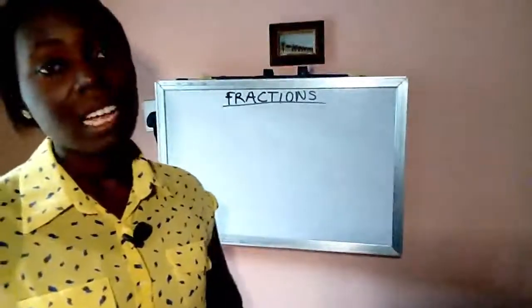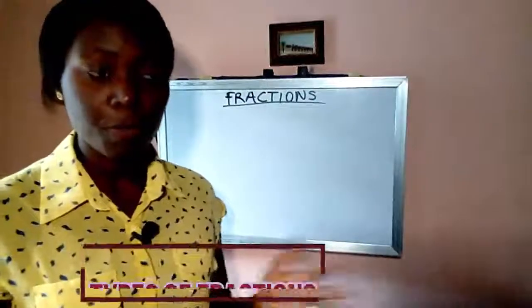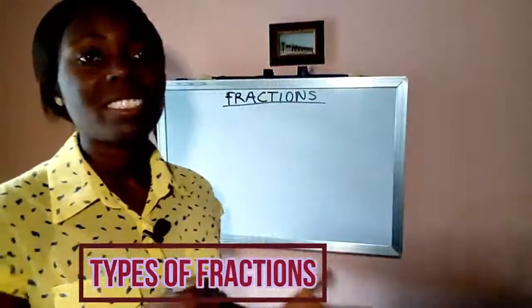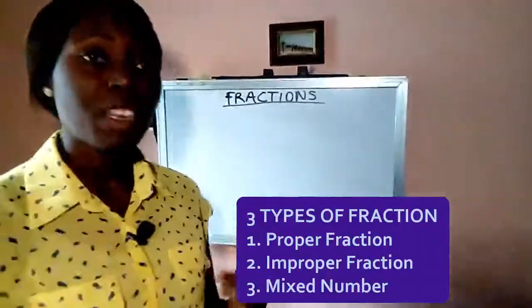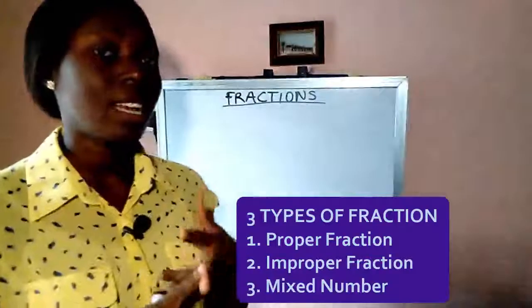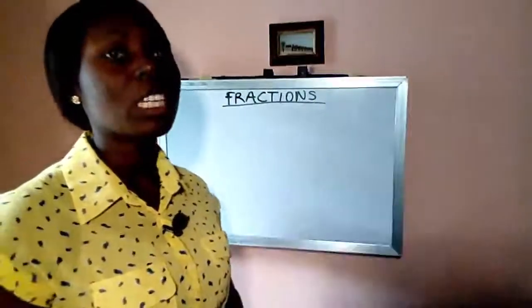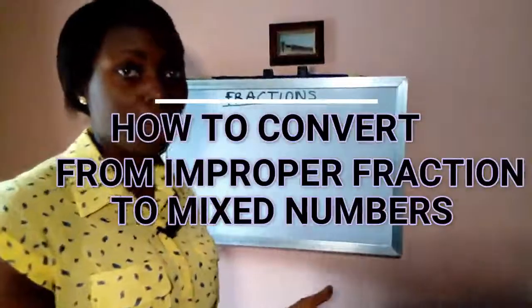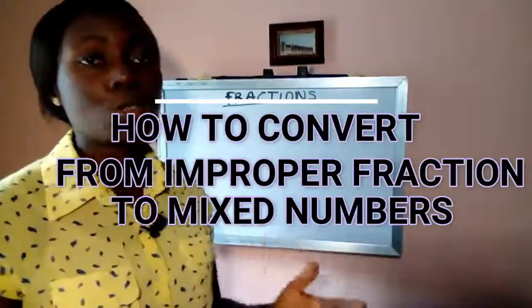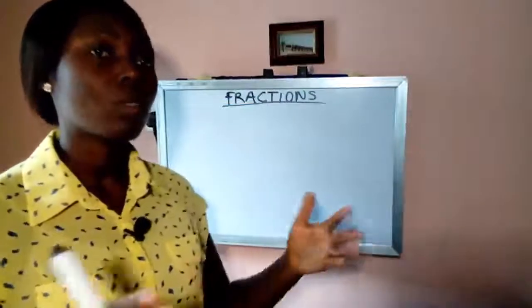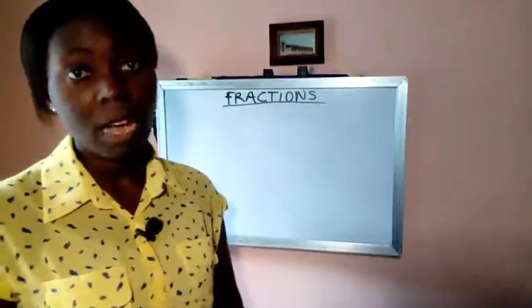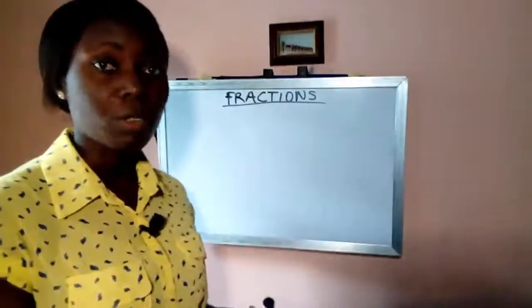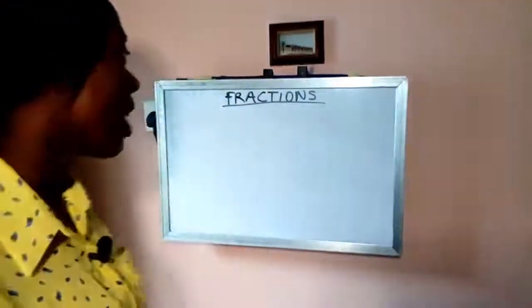Remember in our last class we talked about fractions, and in fractions we saw the three different types of fractions. So we saw proper fractions, improper fractions and mixed numbers. Today we'll be looking at how to convert from improper fractions to mixed numbers. Remember I told you you can convert from improper fractions to mixed numbers and from mixed numbers to improper fractions. So we'll see how to do from improper fractions to mixed numbers.